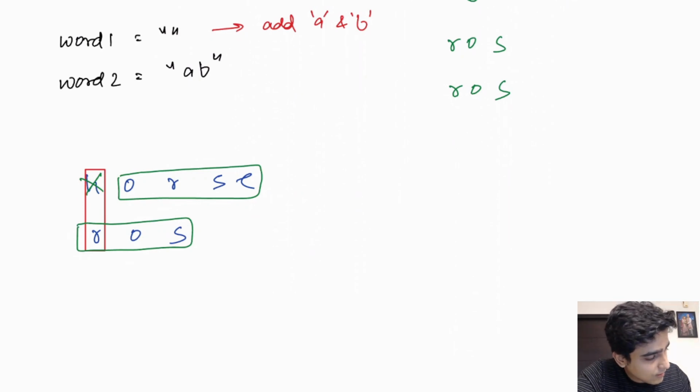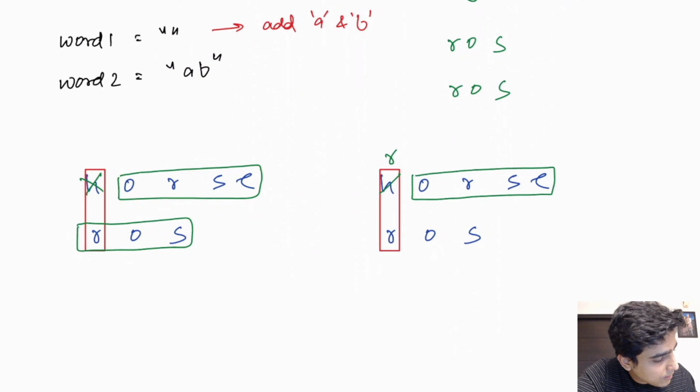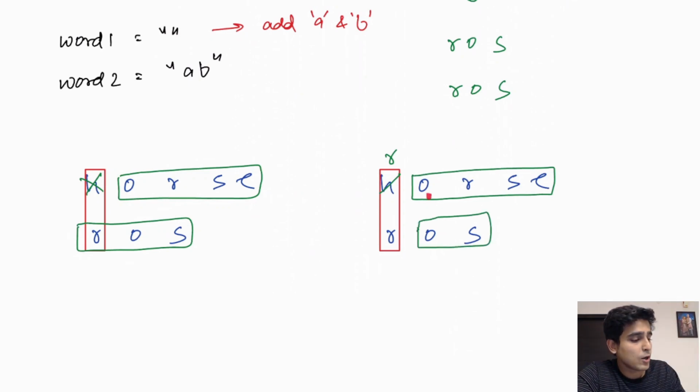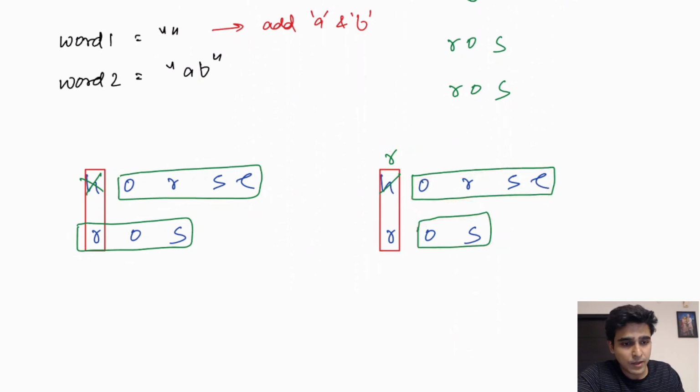Now what is the second method you can do? Since H and R are not equal, you can replace H with R, because then R and R become equal. And then to compare the rest of the strings, you have to make ORSE equal to OS, because R and R have already become equal. So this is the rest of what we have to do.